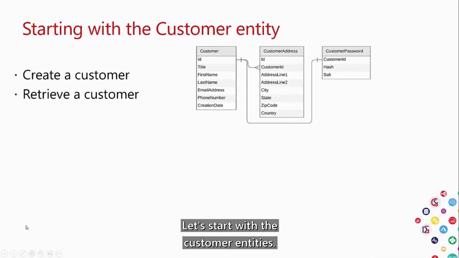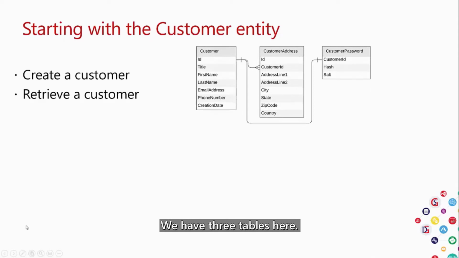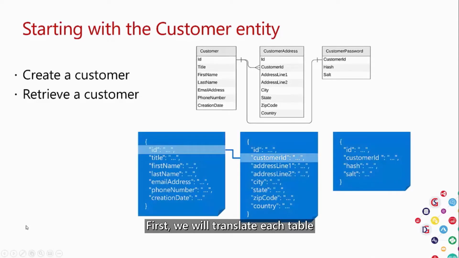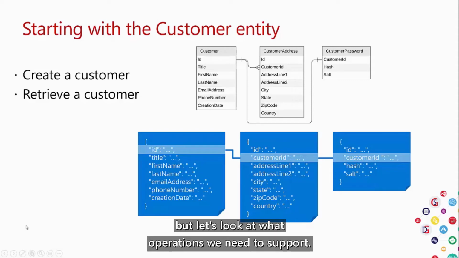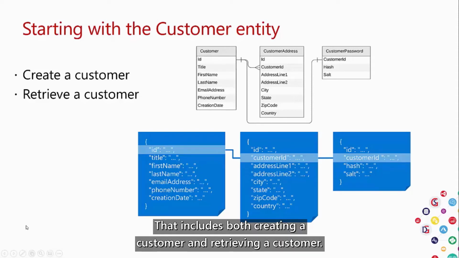Let's start with the customer entities. We have 3 tables here. First, we will translate each table to a corresponding JSON document. Now, we could keep these in separate containers in Cosmos, but let's look at what operations we need to support. That includes both creating a customer and retrieving a customer.